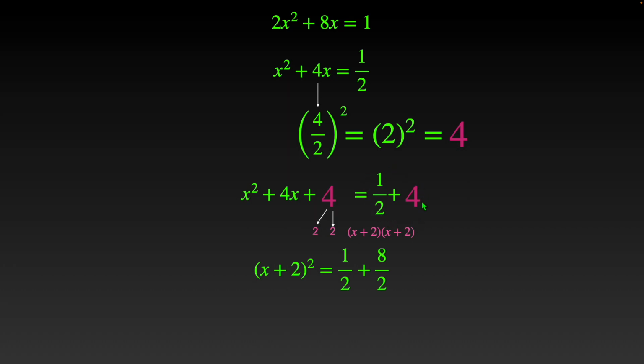In order to add these together, we need to change 4 to a fraction with denominator 2. What number divided by 2 gives us 4? 8. 8 divided by 2 is 4. So we change 4 to a fraction 8 divided by 2. Now we can go ahead and add these together. How do we add them together? 1 plus 8 is 9 over common denominator, which is 2.